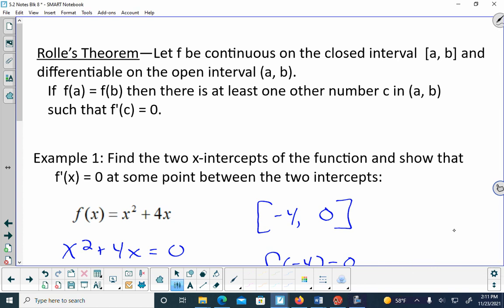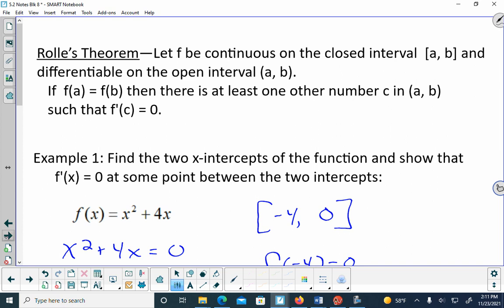So Rolle's theorem, you had to say it was differentiable. You had to say that it was continuous, and then what Rolle's theorem said is if you could show that those two things were true, then you could find an absolute max and you could find an absolute min, right?